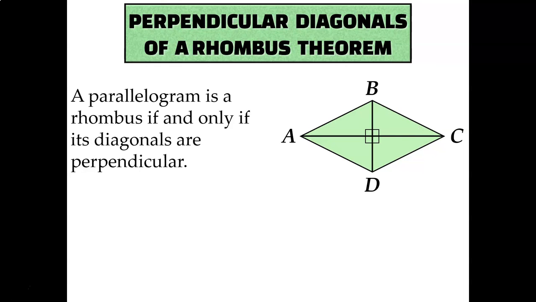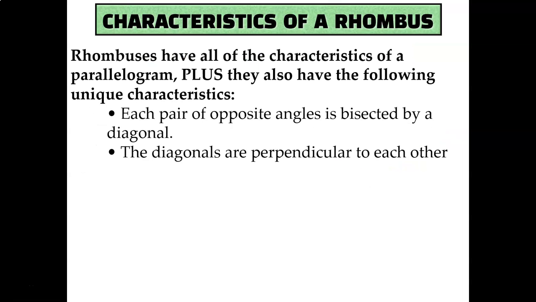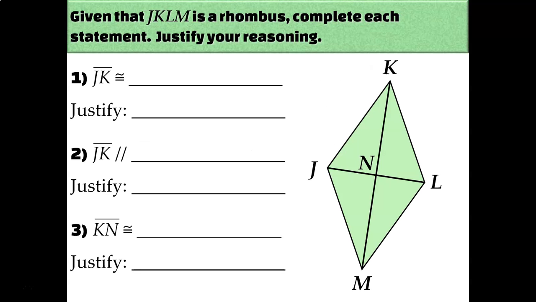And we would also know that the diagonals of a rhombus are perpendicular to each other. So in addition to all of the characteristics of parallelograms and the fact that rhombuses have 4 congruent sides, we also know these 2 extra characteristics, which is that the diagonals bisect each pair of opposite angles and that the diagonals are perpendicular. So let's put all of this new knowledge to use.